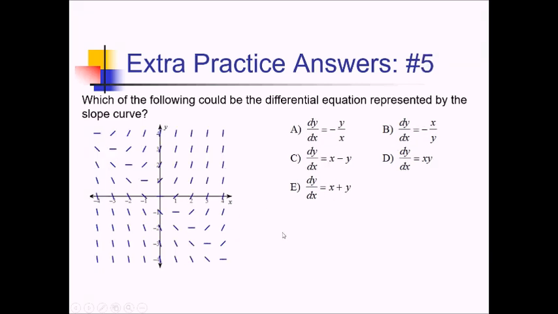On this one, I'm trying to figure out which of these differential equations matches this slope field. So let me start by testing out the point 0, 0 in the slope field. Looking that up in the slope field, we have a horizontal tangent line there telling me that my slope should come out to 0 when I plug 0 and 0 into the differential equation. Taking a look at the options here, choice A would give us 0 over 0, which is undefined. Same thing with choice B, so A and B can both be eliminated. And then choices C, D, and E will all give us 0 if we plug 0 in for X and Y. So those are all still in the running.